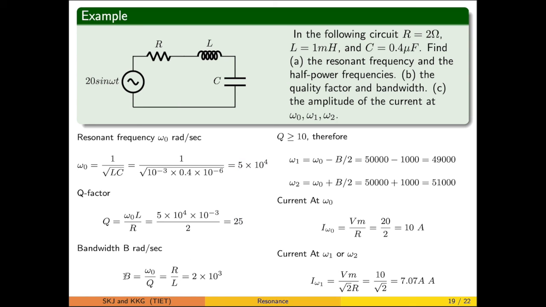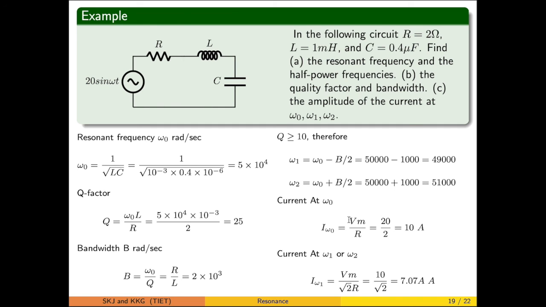The bandwidth is nothing but the ratio of resonant frequency to the Q factor. That is calculated as R upon L, so the value is 2 into 10 to the power 3. Now, the quality factor is greater than 10, so we can easily estimate that the half power frequencies will be symmetric about the resonant frequency, dispersed by half of the bandwidth on either side. That is calculated as 49 kiloradian per second and 51 kiloradian per second.